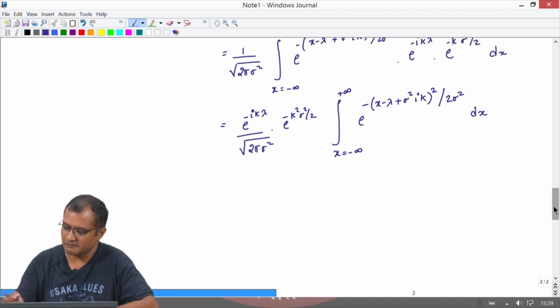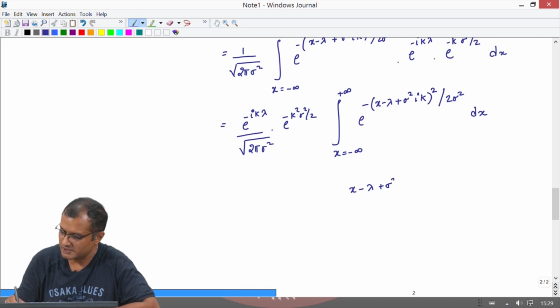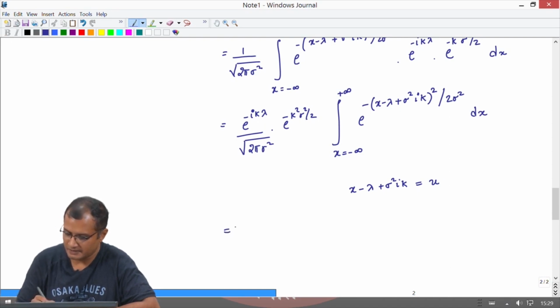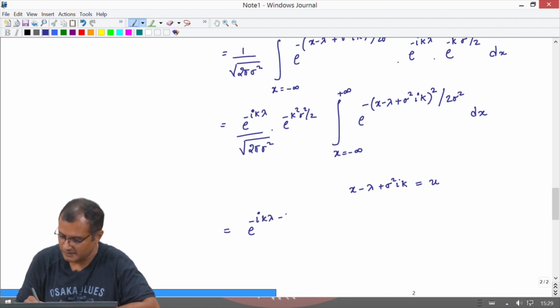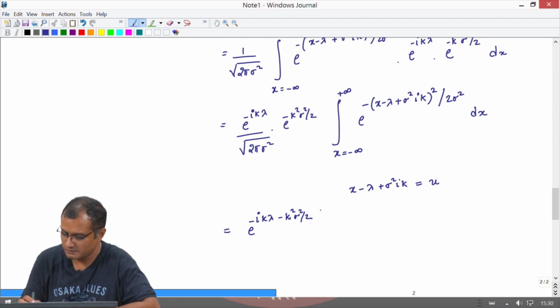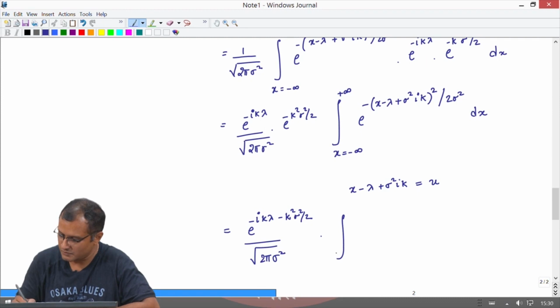Okay. And here I will make a simple substitution that x minus lambda plus sigma square I k, if I substitute as some u, then this integral simply becomes e raised to minus I k lambda minus k square sigma square by 2 upon square root of 2 pi sigma square into integral u going from minus infinity to plus infinity e raised to minus u square upon 2 sigma square du.